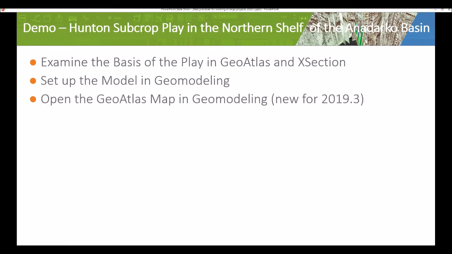Open the GeoAtlas map in geomodeling. In geomodeling for 2019.3, you can now open the same map as you have in GeoAtlas. This feature allows you to have the same layers in the geomodeling open as you have in GeoAtlas.